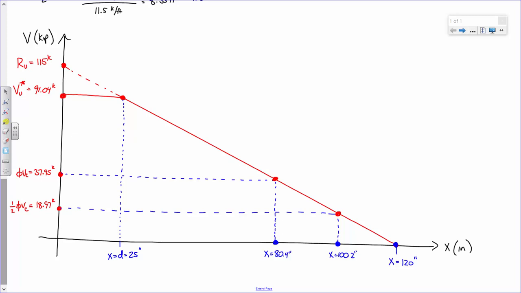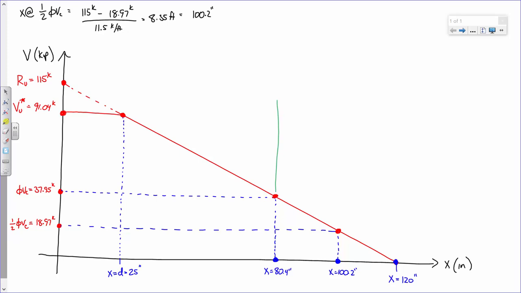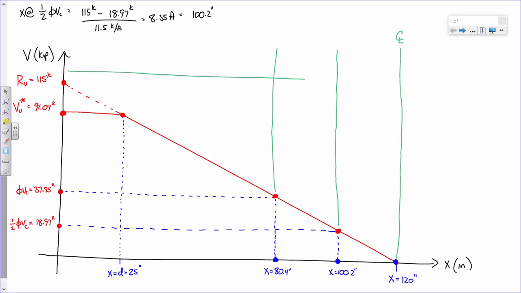Now, what we have ultimately identified, however, is three regions, okay? So this is where FVC is, right? Let me redo that. This is PVC. This is half of PVC. And what is this line right there? That's the center line of the beam, right? So here's what I propose. What we have done is we have split this into three beams, or three regions.